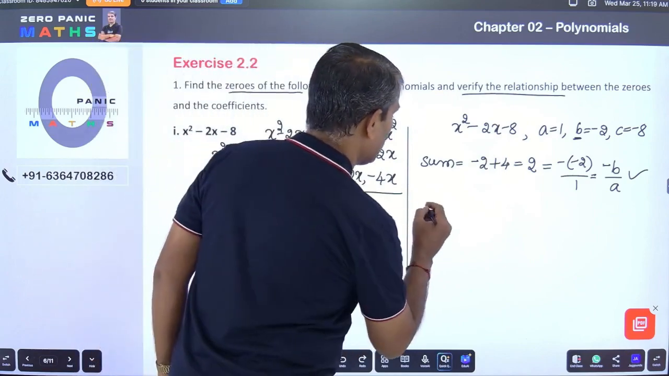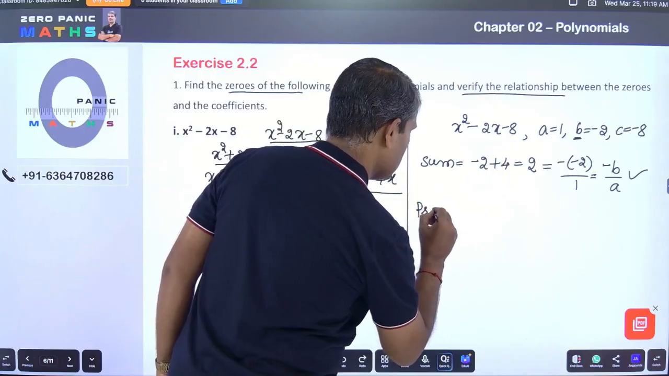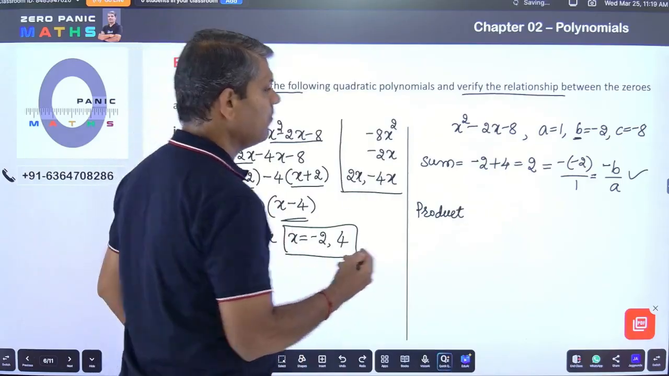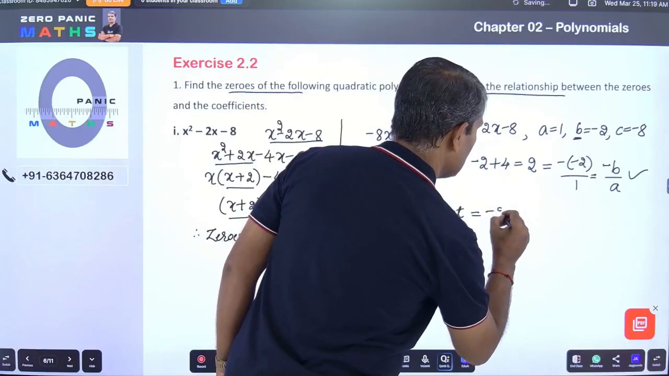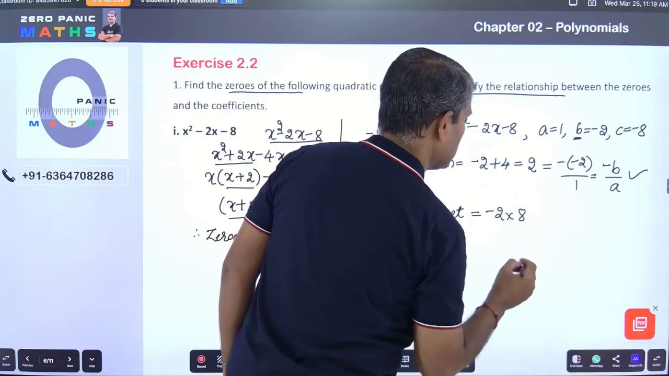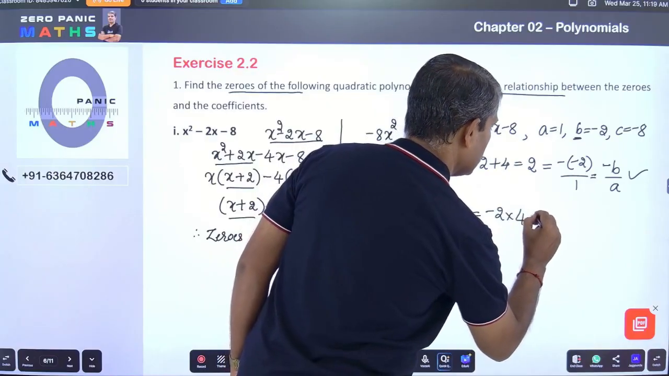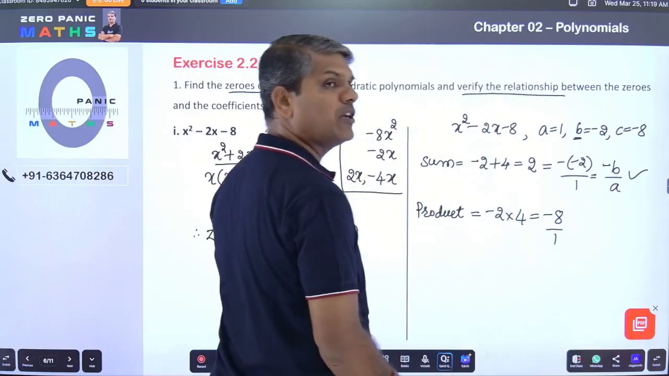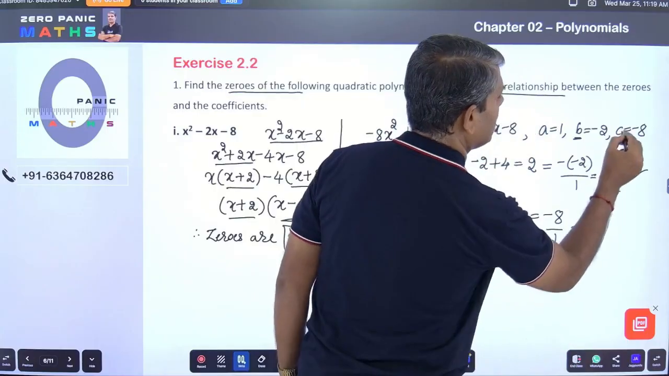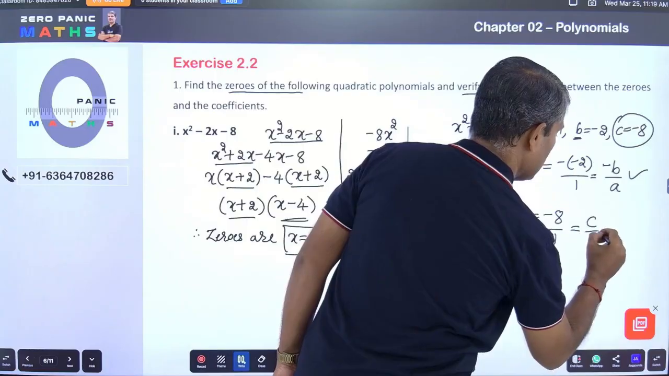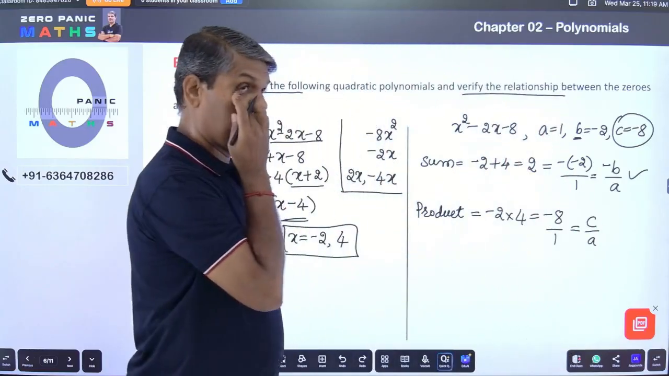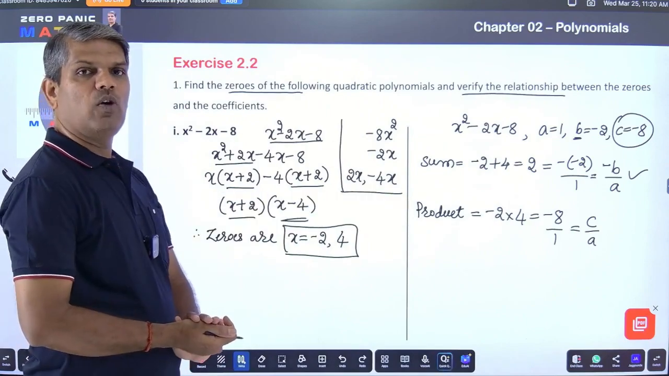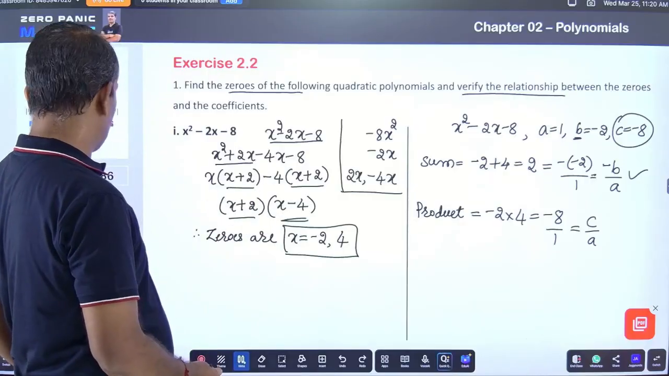Now the second one, the product of zeros. The product of zeros for a quadratic polynomial should be c by a. So minus 2 into 4 is equal to minus 8. I can write it as minus 8 by 1. And what is minus 8? It is c. So c by a is minus 8 by 1. So this is how we proved the second part of this problem. Let us quickly move to the next problem.